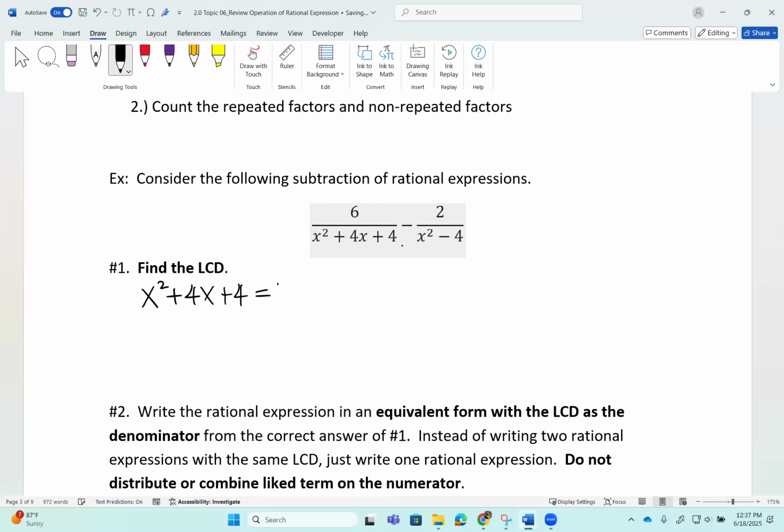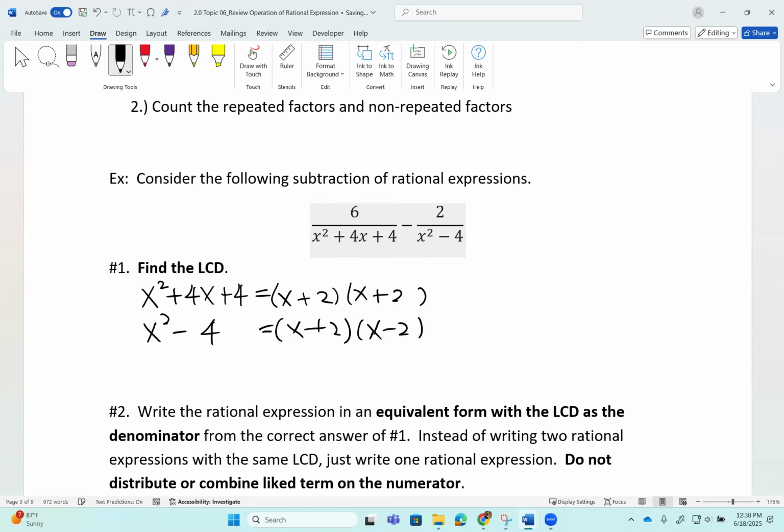So for this x squared plus 4x plus 4, here I'm going to use x and x, 2 and 2, because outer is 2, inner is 2. 2 and 2 combined will be 4 in the middle. Both of these have to be positive. For x squared minus 4, it's a difference of squares, so that's x plus 2 times x minus 2.